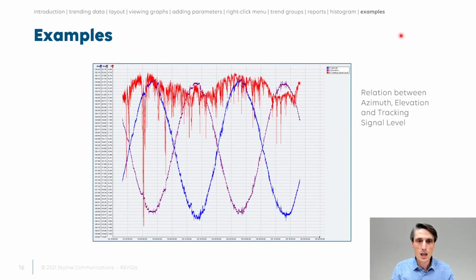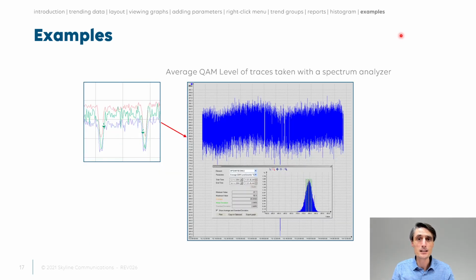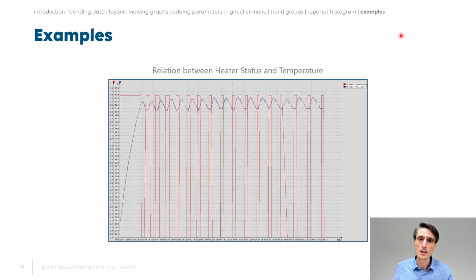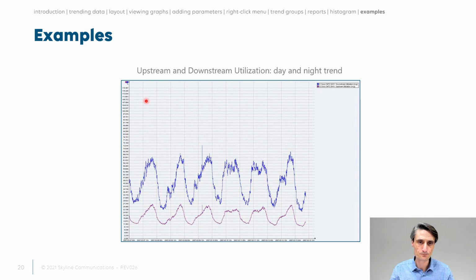So that's very valuable. The relation between different parameters, of course, like azimuth and elevation together with a tracking signal level, the average QAM level with some spikes in there as well, some carrier level with some drops here. Here we have the temperature, that's the purple line going up. The temperature goes up, goes up, goes up because the heater is on. When the temperature is high enough, the heater turns off. So that's a discrete on-off. And then the temperature drops again, and then the heater turns on again. So you can nicely see that relation here as well.